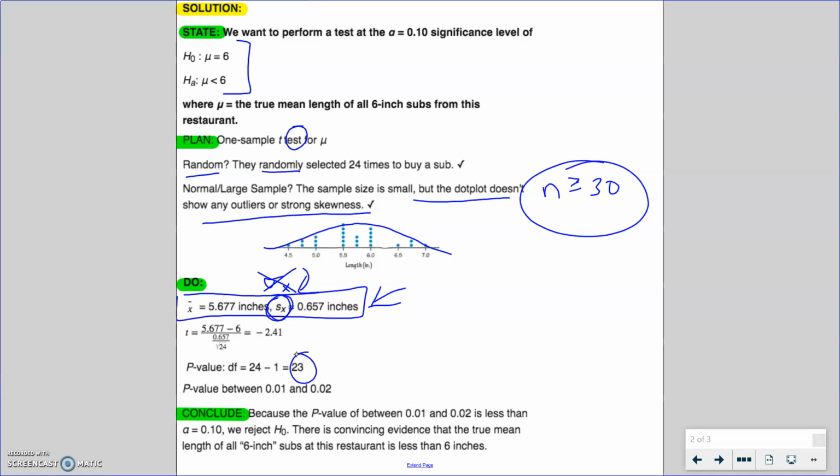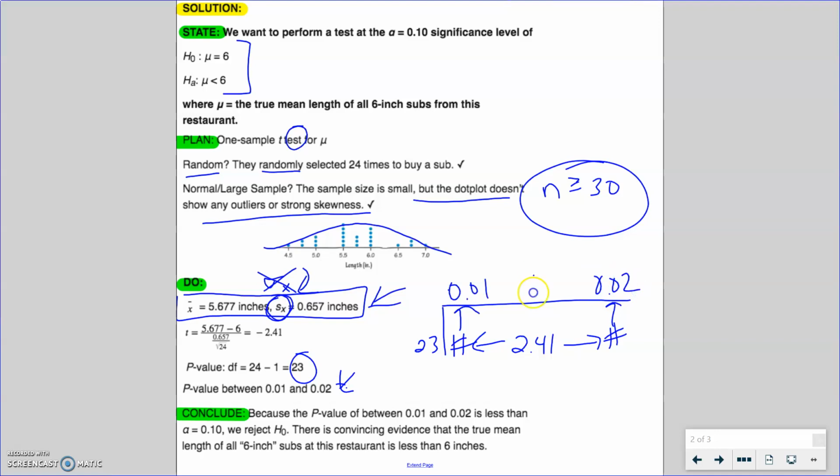So it doesn't show a picture of the table, but remember on the table you're looking for degrees of freedom of 23, and you're saying, okay, 2.41 lies in between these two numbers, whatever those two numbers are that are on the table. And given this answer right here, if you follow those two numbers upwards, it must be between 0.01 and 0.02. So that's where they said, all right, the p-value is in between those two numbers.